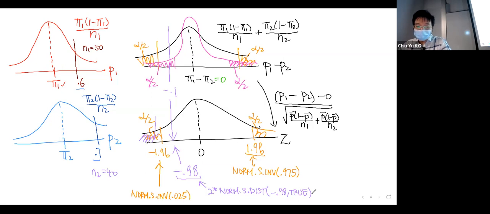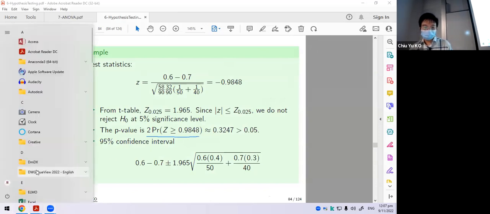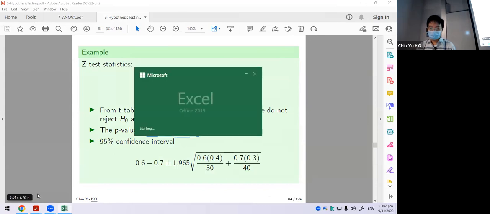Is that clear why we do not reject the null now? Okay. So if you need, I can go back to the slide. Okay. So because of this, this is the p-value, okay? And in case you would need Excel, I can go to Excel, okay?